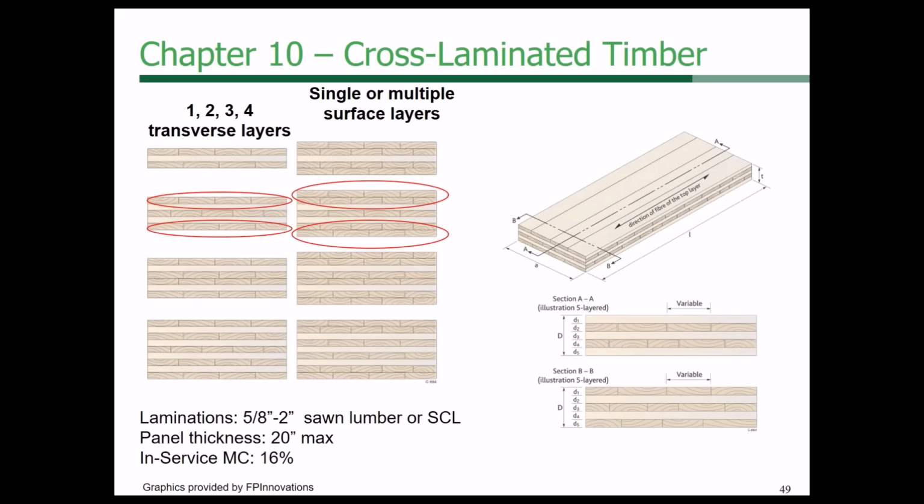The thickness of the laminations is 5/8 to 2 inches and can be of sawn lumber or structural composite lumber, SCL, and the maximum thickness is 20 inches. And then the moisture content, which is similar to glue laminated timber, is 16% in service.